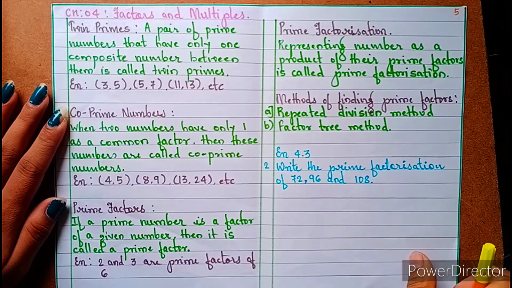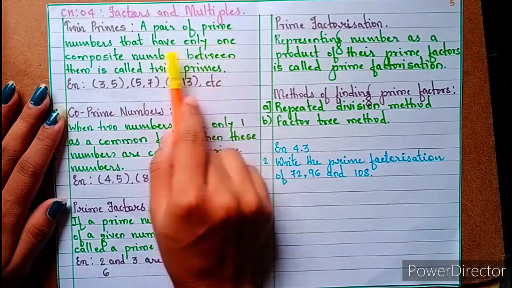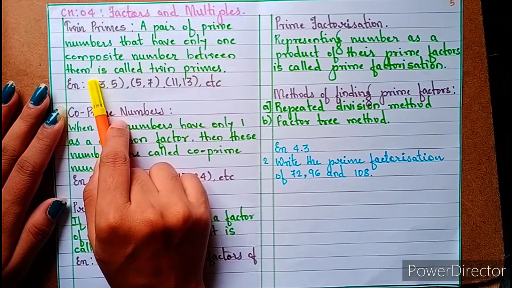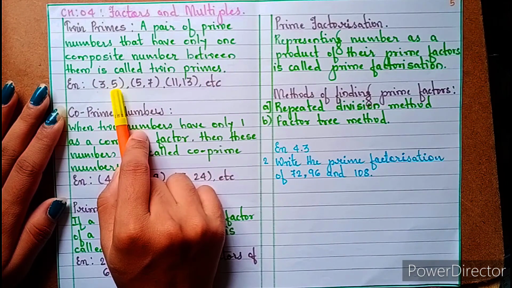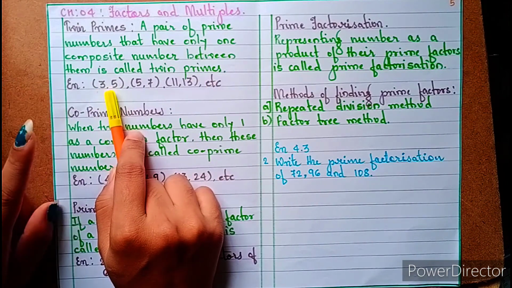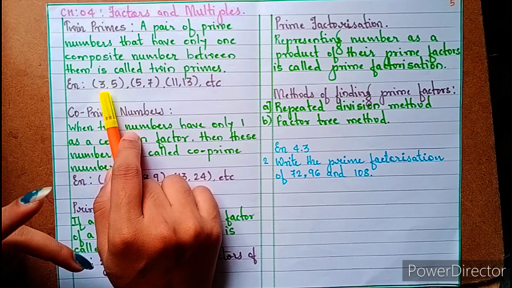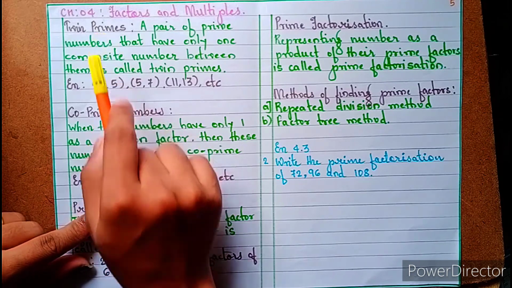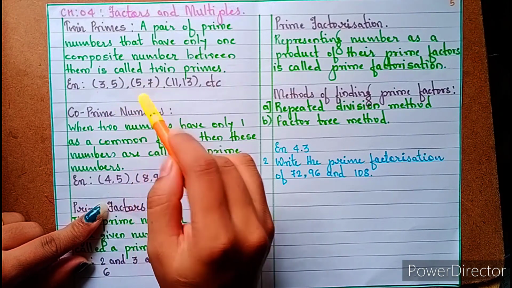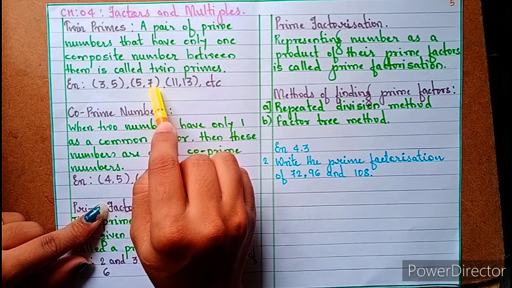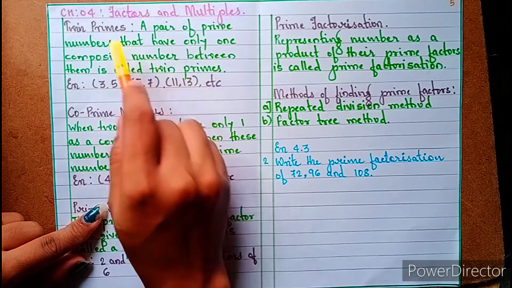Now we have twin primes. A pair of prime numbers that have only one composite number between them is called twin prime numbers. So 3 and 5 are prime numbers, and between 3 and 5 there is one composite number, that is 4. Isn't it? 3, 4, 5, we count that way. Therefore, 3 and 5 are twin prime numbers. Here also, 5 and 7 are prime numbers, but the number which falls between 5 and 7 is 6, and 6 is a composite number. So such a pair of numbers is called twin primes.